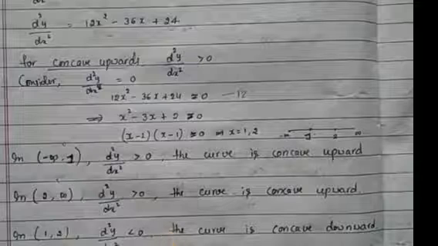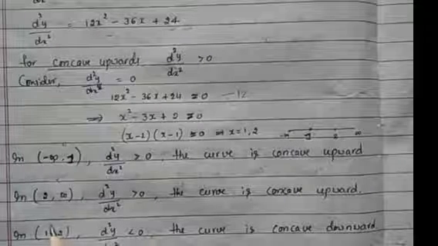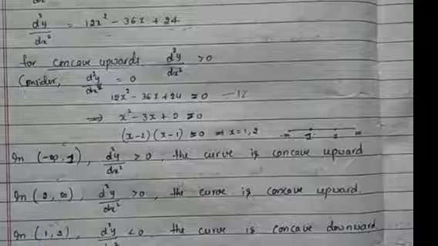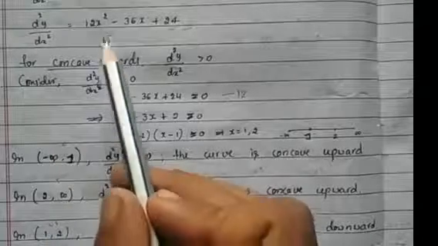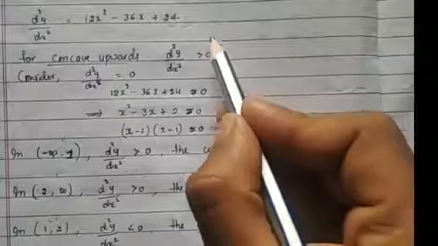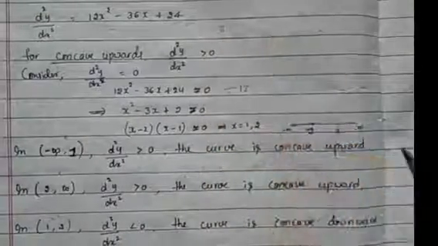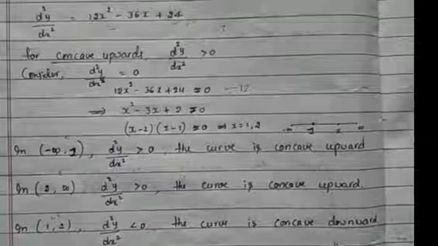Next, in the interval 1 comma 2, I take 1.5. Put x equal to 1.5 in this equation, I get the value minus 3. Minus 3 is less than 0. So d square y by dx square is less than 0, so the curve is concave downwards.